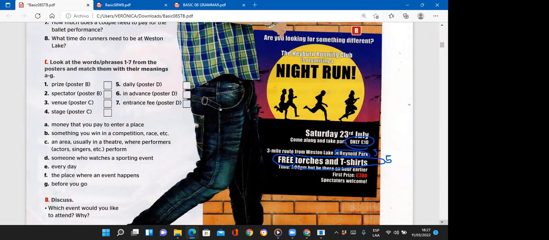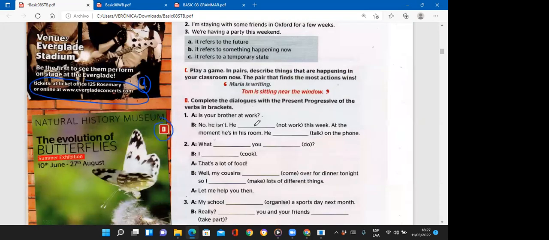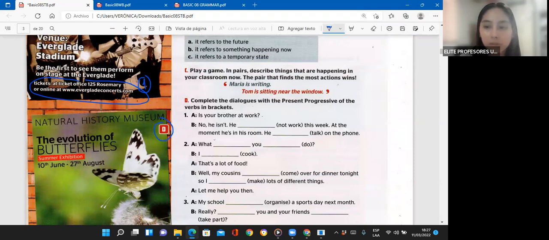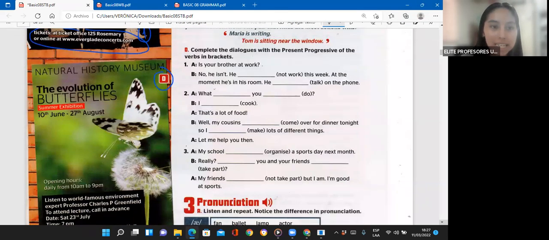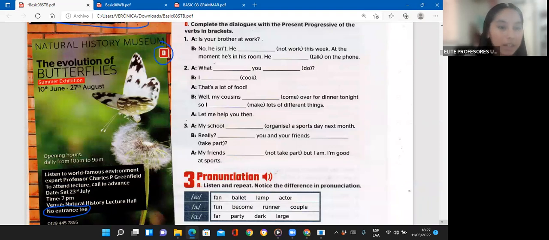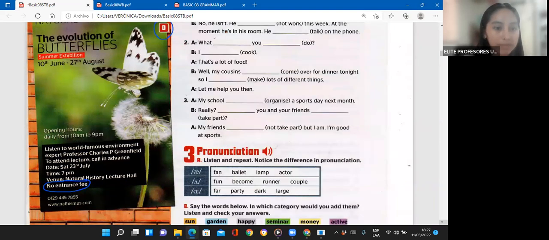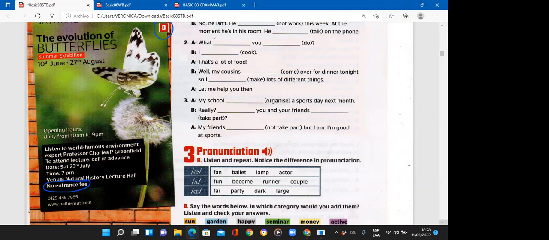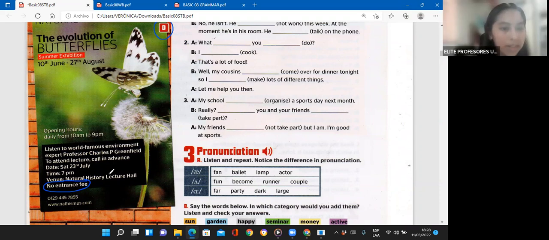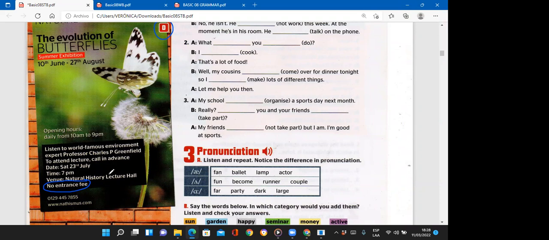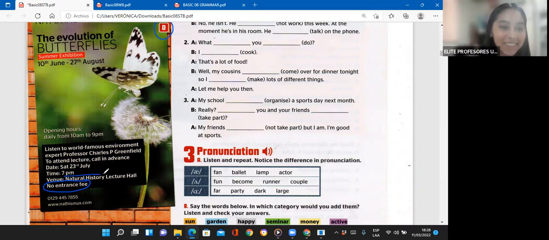This is B. A lecture. Are you sure? B. This one? B. D. Oh, D. Sorry. I'm a little bit deaf. Estoy un poco sorda. Okay, D, but it says where, place. Where? Natural History Lecture Hall. That's right. Natural History Lecture Hall venue, right? Okay, that was six, I think.